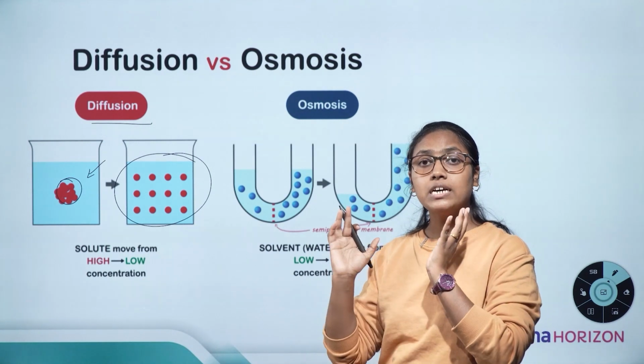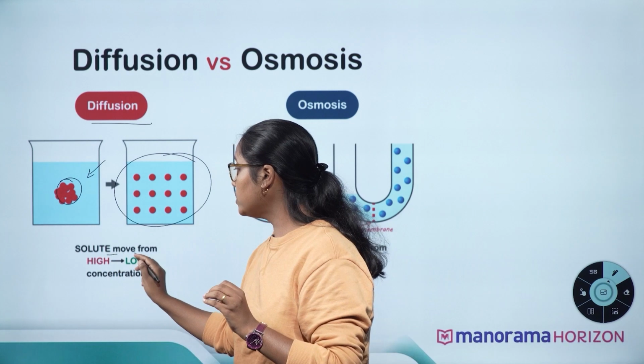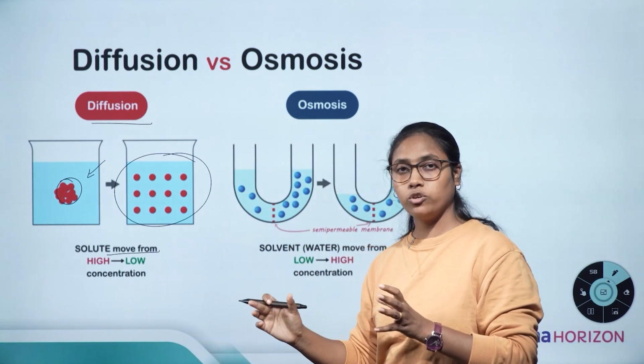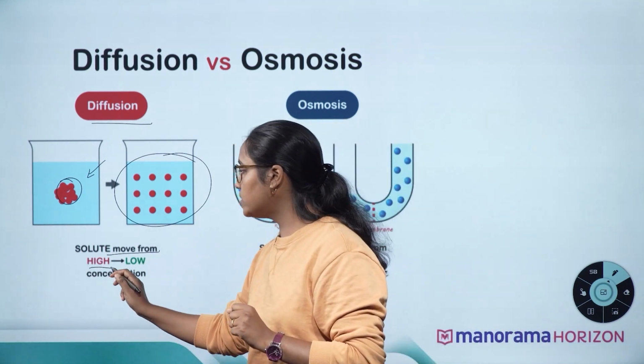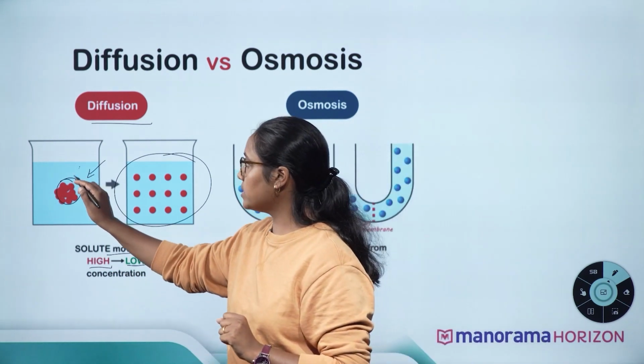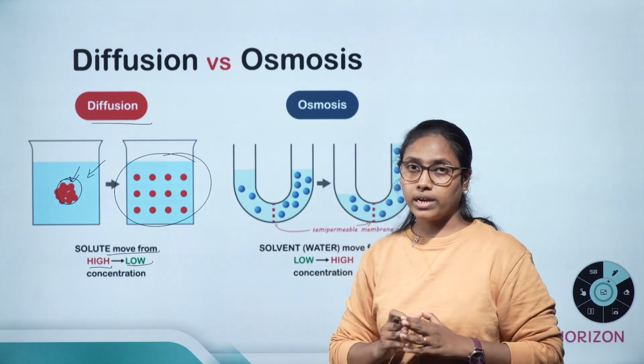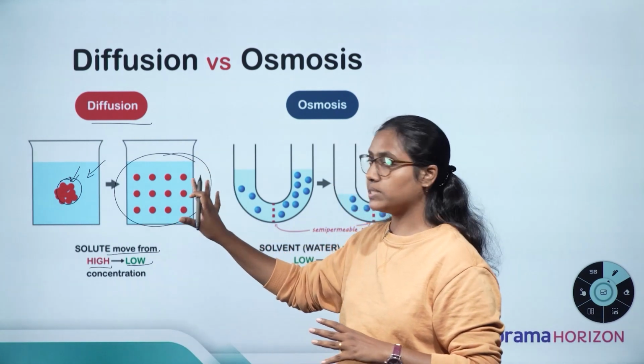That is known as diffusion. Okay, so diffusion means the movement of solute molecules from high concentration to low concentration. So here we saw that the concentration was high and it moved to the low concentration and got equally spread.